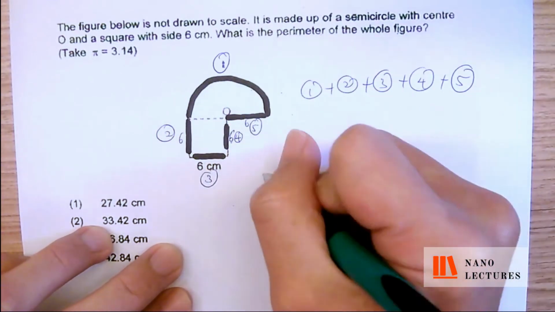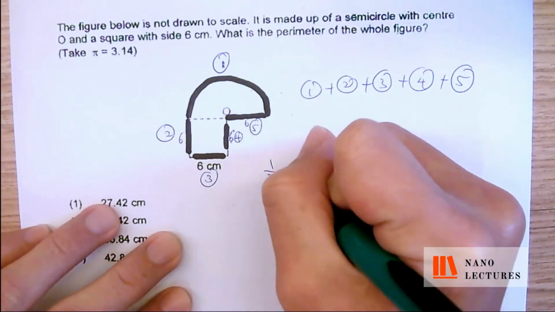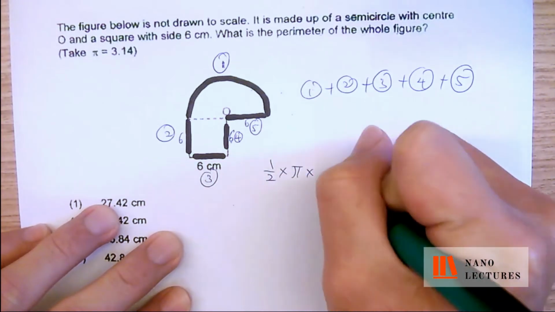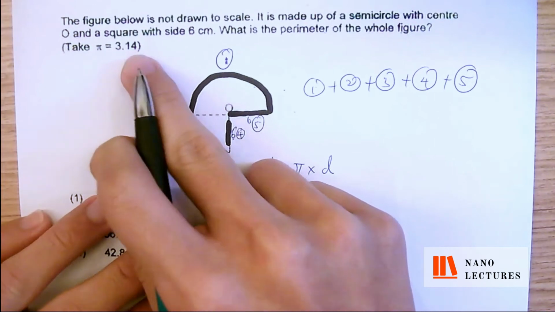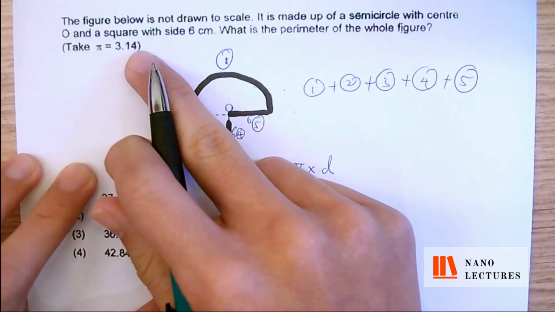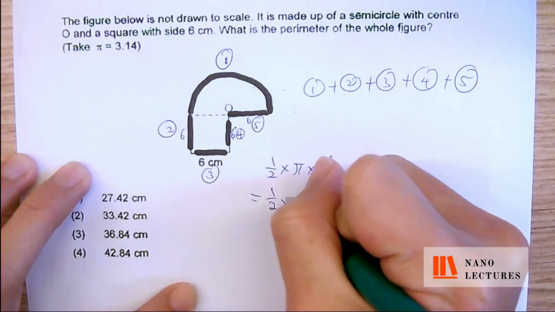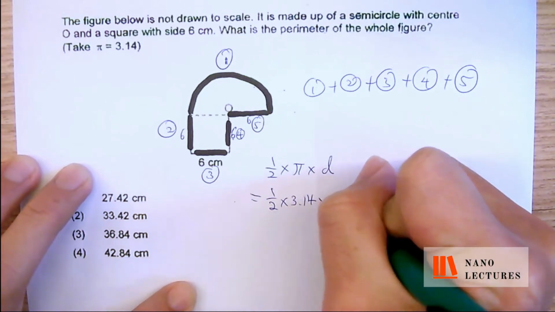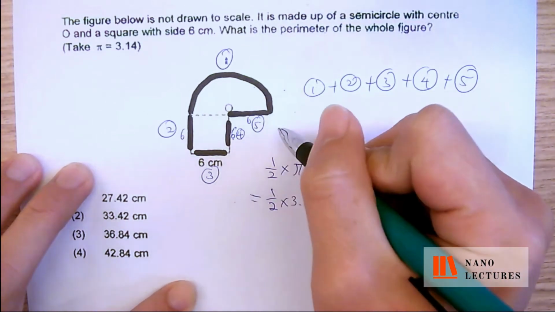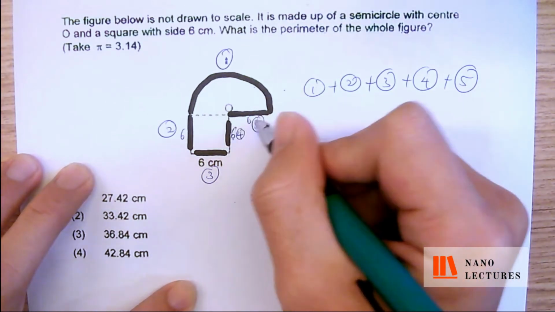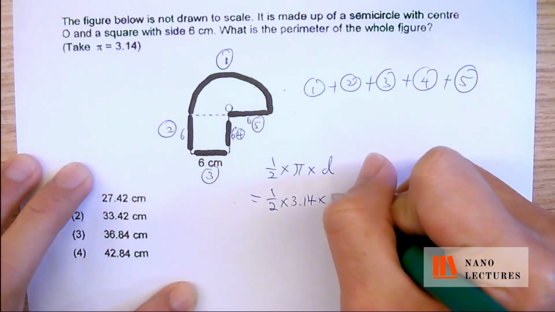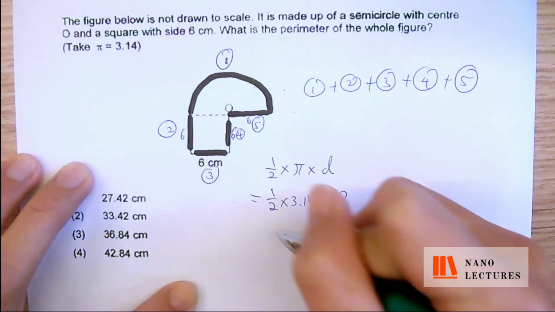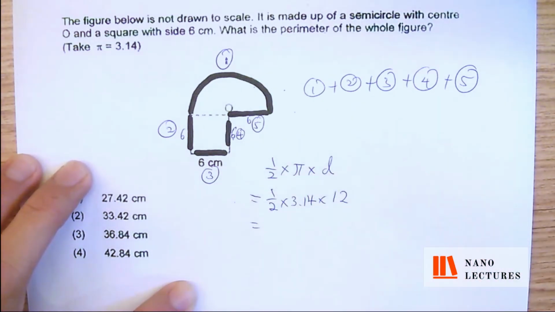Circumference of a semicircle, I told you before, will be half multiplied by pi times d. Your pi is given to be 3.14, so remember, use their pi value. Do not go and use your own 22/7. It's half multiplied by 3.14. And what's the diameter over here? Since the radius is given to be 6 cm, therefore your diameter will be 2 times the radius, which will be 12 cm. So it's half times 3.14 times 12.